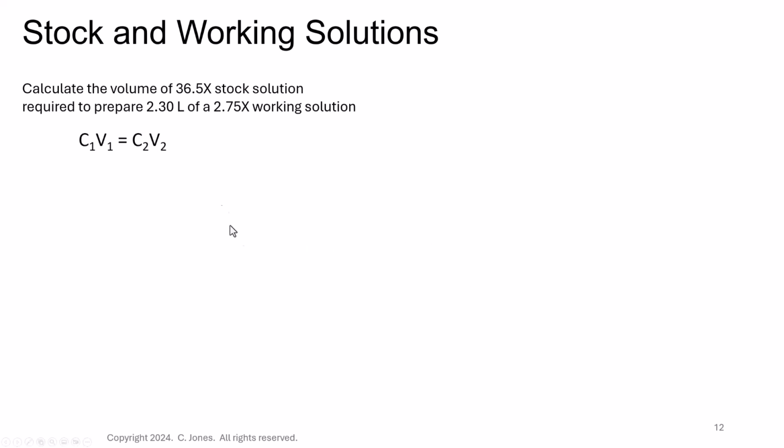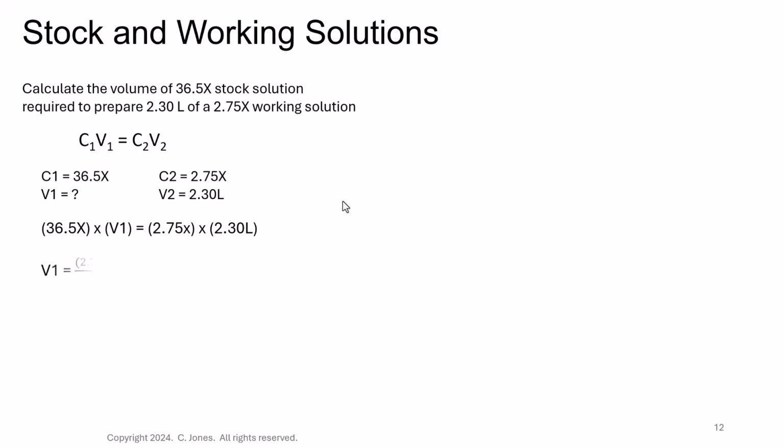So again, we have two concentrations and a volume. So this is going to be C1V1 equals C2V2. The X's are really concentrations here. 36.5 is greater than 2.75, so C1 is 36.5, which means 2.75 has to be C2, and we want to prepare 2.3 liters, so to prepare means that V2 is 2.30 liters. So we substitute the numbers in for the variables. 36.5 times V1 equals 2.75 times 2.30 liters.